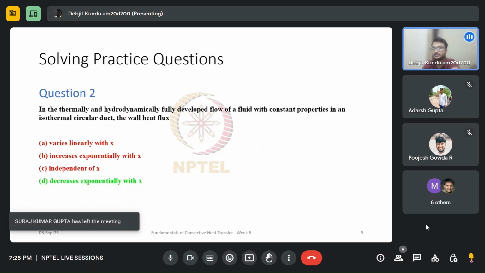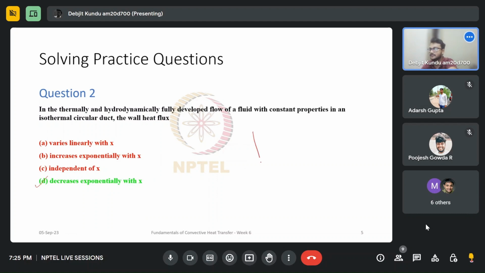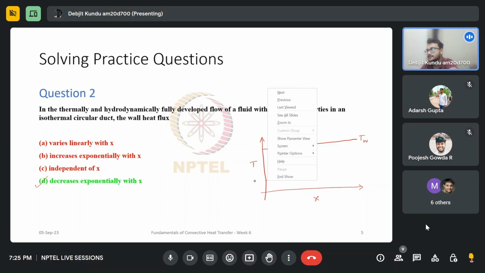The solution is actually option D. So whoever said so, you are right. So it decreases exponentially with x. Now, why is that? Let's try to recapitulate from the previous class how the temperature varied. So the temperature of the wall is constant. So here I have T, and on the x-axis I have the actual dimension x. So let's say a cold fluid enters this.